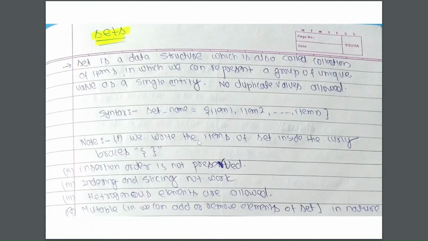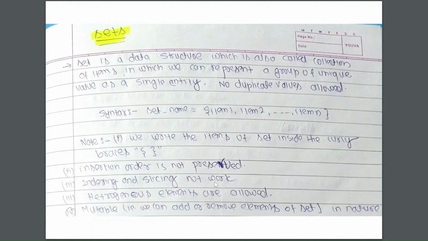Note: we write the items of the set inside curly braces. Insertion order is not preserved. If we write the items like 1, 2, 3, this means that while we print the set, we do not find the elements as 1, 2, 3. We can find random elements. These elements are not written position-wise. So insertion order is not preserved in the case of a set.